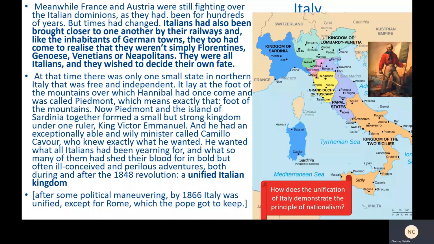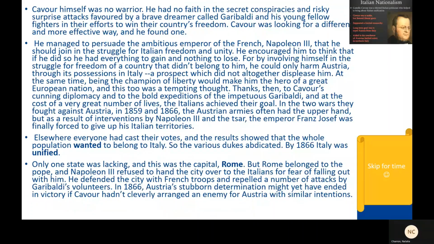He wanted what all Italians had been yearning for, and what so many of them had shed their blood for in bold but often ill-conceived and perilous adventures, both during and after the 1848 revolution: a unified Italian kingdom. After some political maneuvering, by 1866, Italy was unified, except for Rome, which the Pope got to keep. And there I'm paraphrasing this section of the book, which we are skipping for time. In short, Italy realized that Italians had a common language, a common history, a common destiny, and they unified as a state.